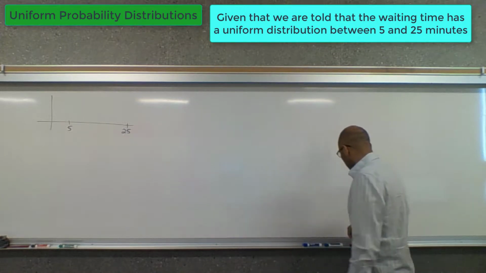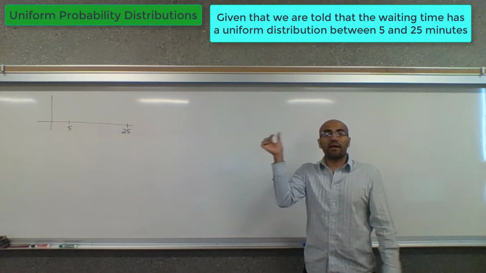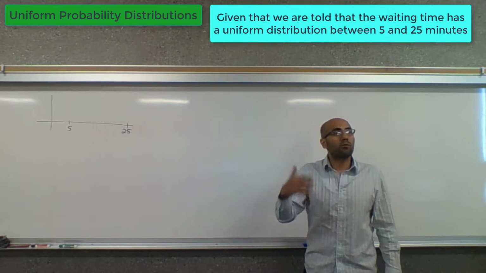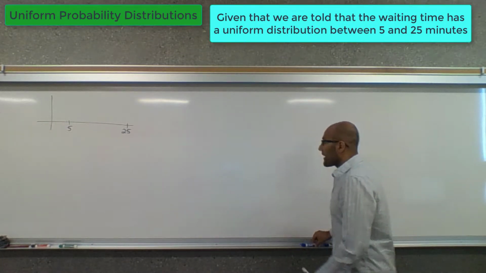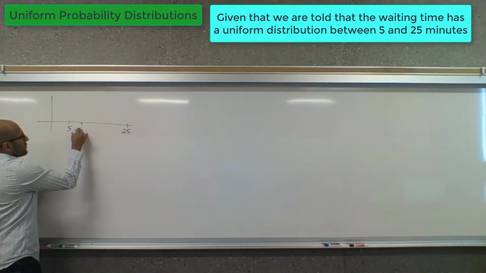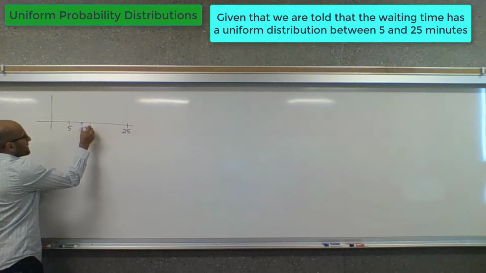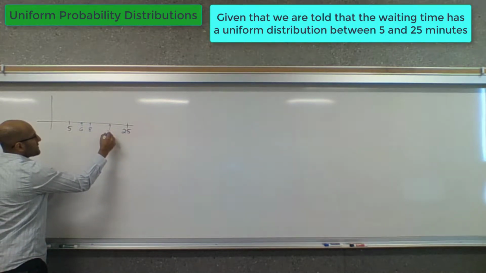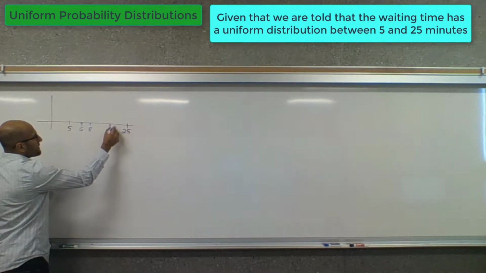and that any two equal intervals of time are equally likely of occurring, meaning that if you want to know the probability that you get called between minute 6 and minute 8, it's going to be the same answer as between minute 21 and minute 23.